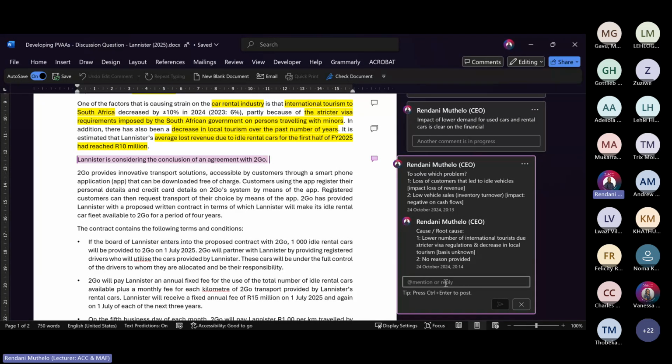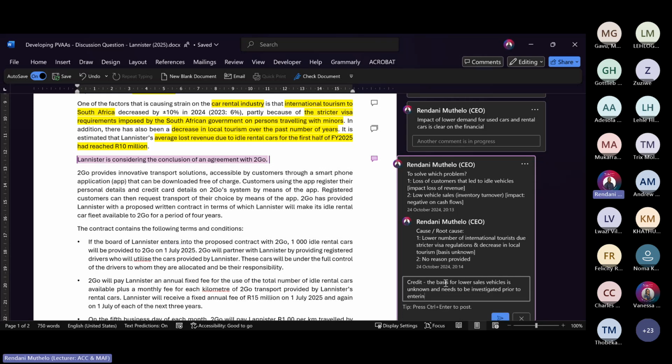So here we are then saying that the credit or the point will be what? The basis for lower sales vehicles is unknown and needs to be investigated prior to entering into the agreement with to go. If you want to then bring those reasons, you then talk about what? It could be X, Y, and so on.